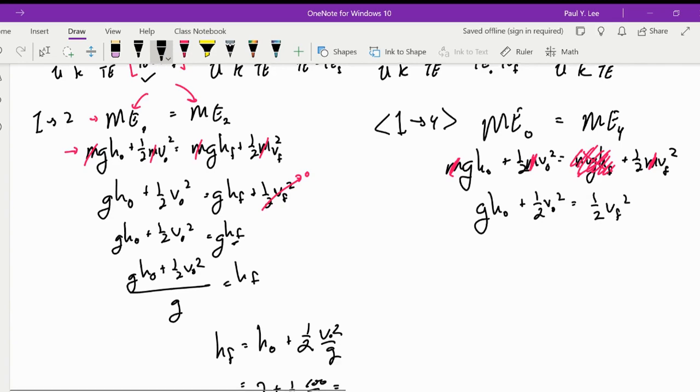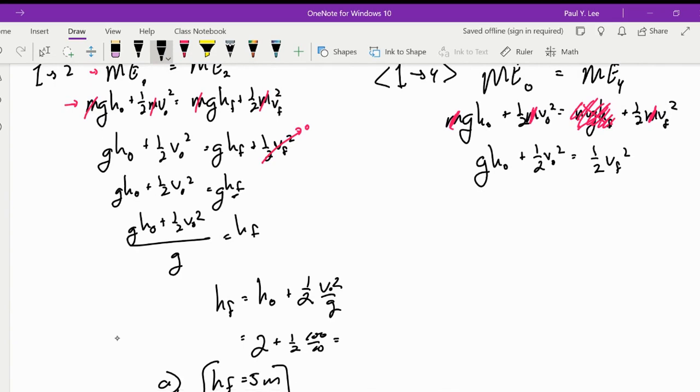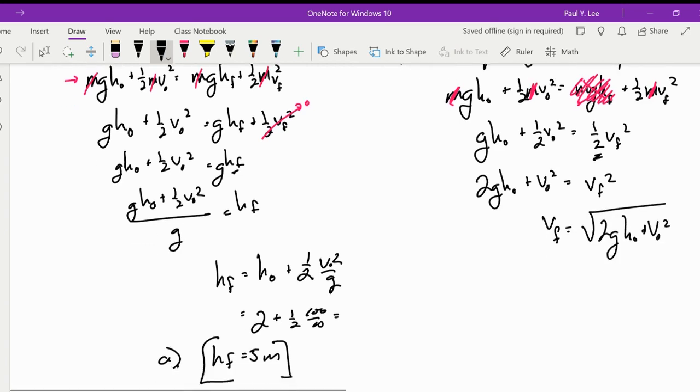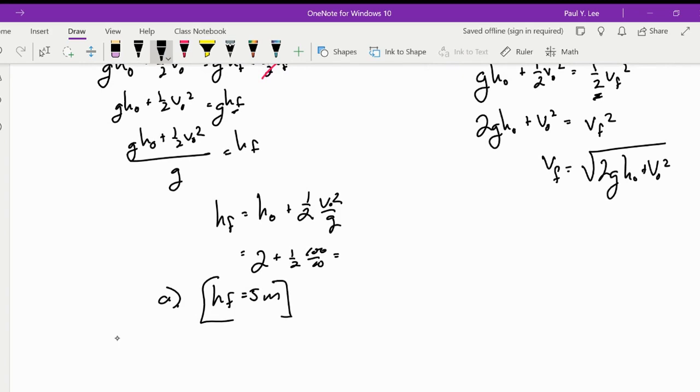We're looking for that final velocity. How fast is it going? Let's get some algebra up in here. I want to get rid of this 1/2, so I'm going to multiply everything by 2. So we get 2 g h initial plus v initial squared is equal to v final squared. For our final answer, we just got to square root this. And we get this. At this point, let's plug in our numbers because we're practicing good habits.